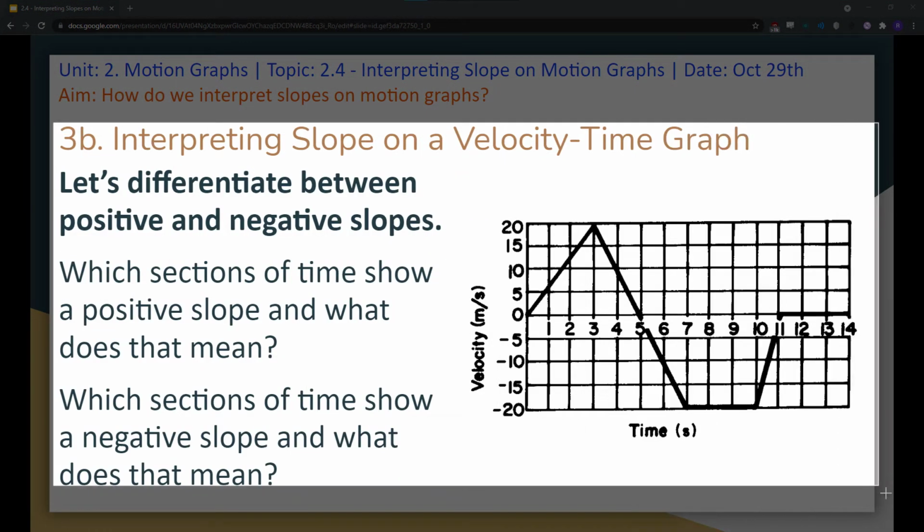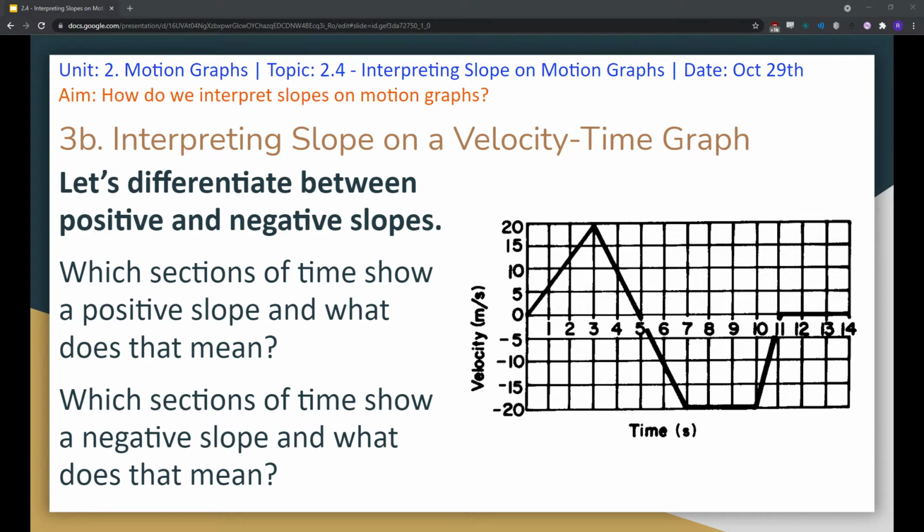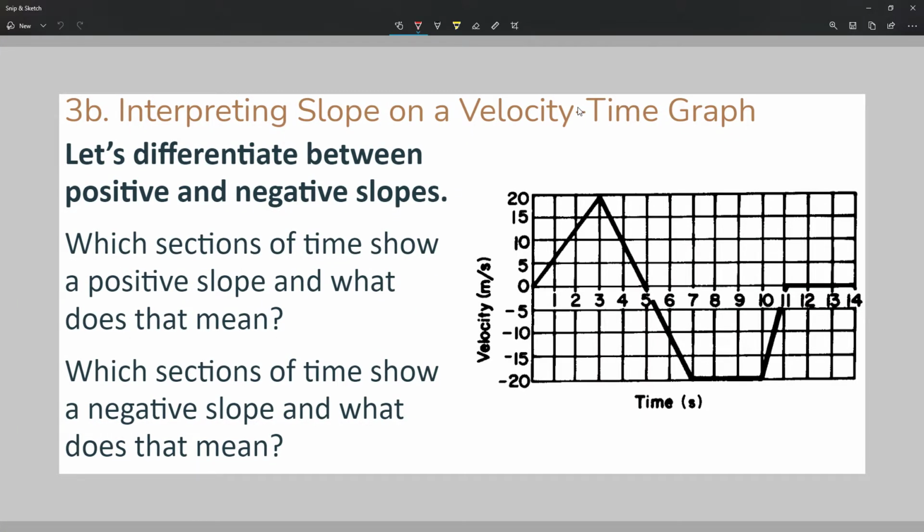And so 3B says, which sections of time show you a positive slope? What does that mean? We see positive slopes, going upward. You have an upward slope. So the times you see a positive slope are between 0 to 3 seconds and 10 to 11 seconds. And what does that mean? If we know that slope on a VT graph means acceleration, then a positive slope on a velocity time graph means a positive acceleration.